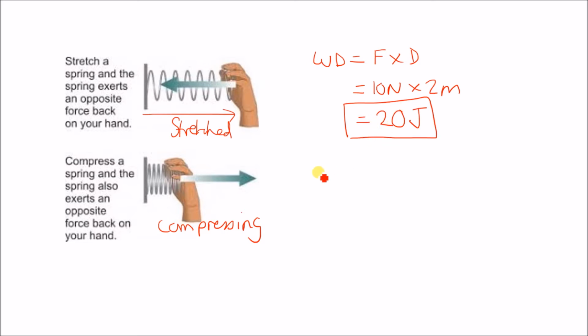Now I'm going to bring in a new equation here, and that is elastic potential energy. So the elastic potential energy is equal to a half, just like kinetic energy, times the spring constant, which we're going to talk about in a second, and the extension squared. So I could work out the spring constant of any spring by using this equation if I know the energy.